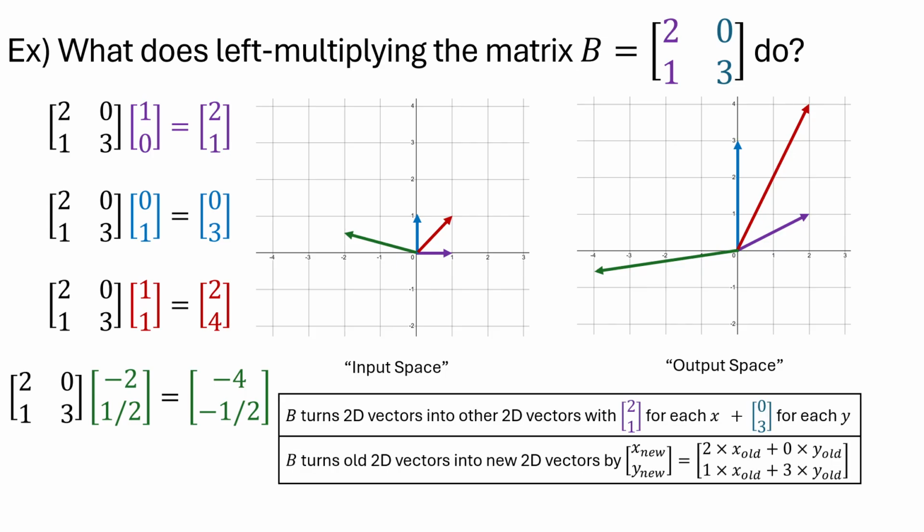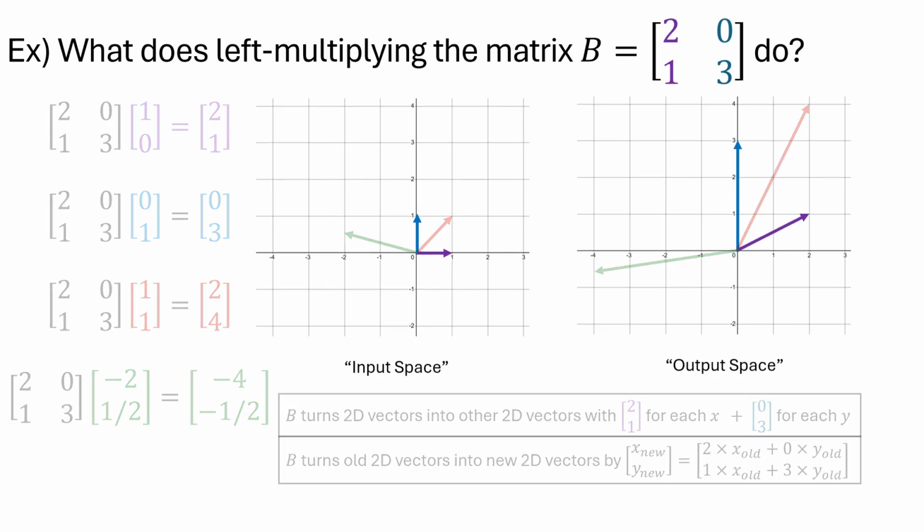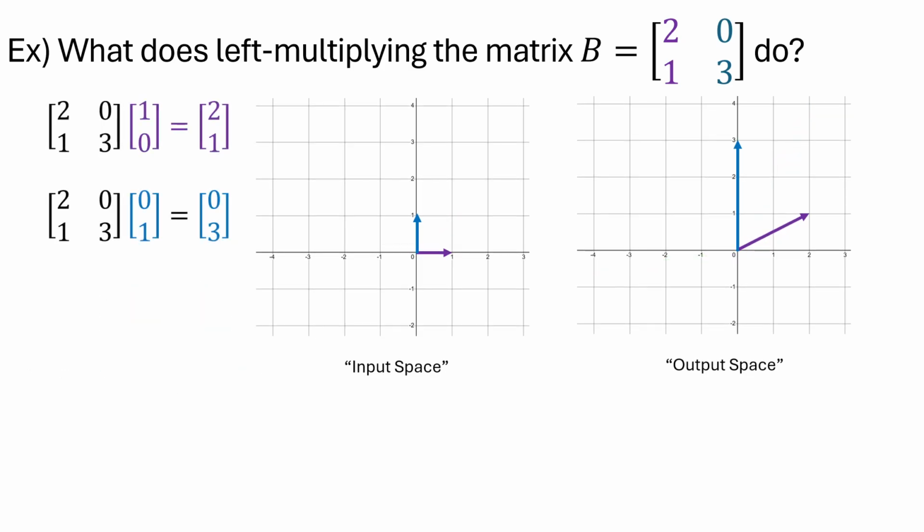We can summarize the effect of matrix B in two ways. Geometrically, it constructs new vectors by scaling and adding those specific column destinations we found earlier. Algebraically, it gives us a formula to turn any old x and y coordinates into new coordinates based on a linear combination. Now, here's the bigger picture view of that same matrix to show how it affects the entire coordinate system.